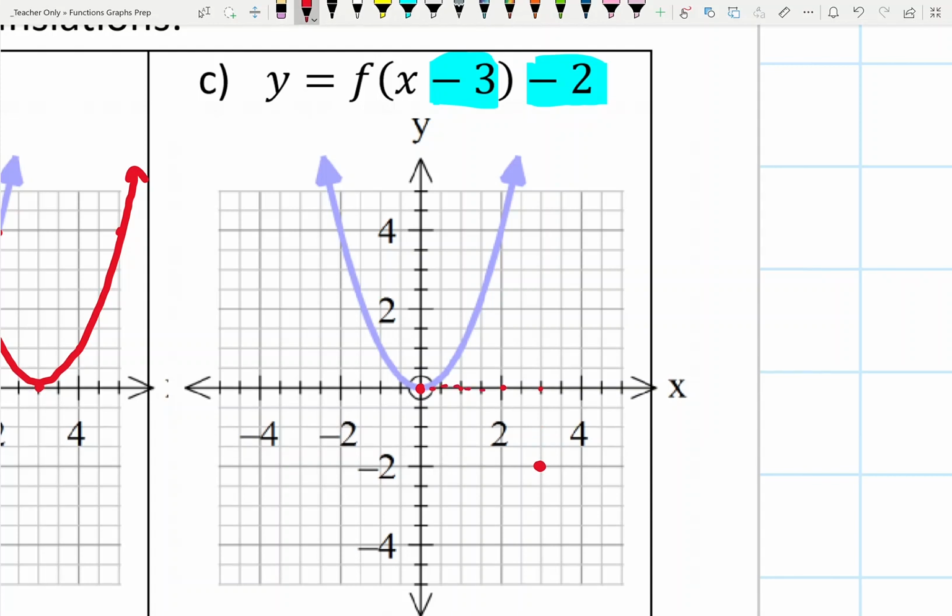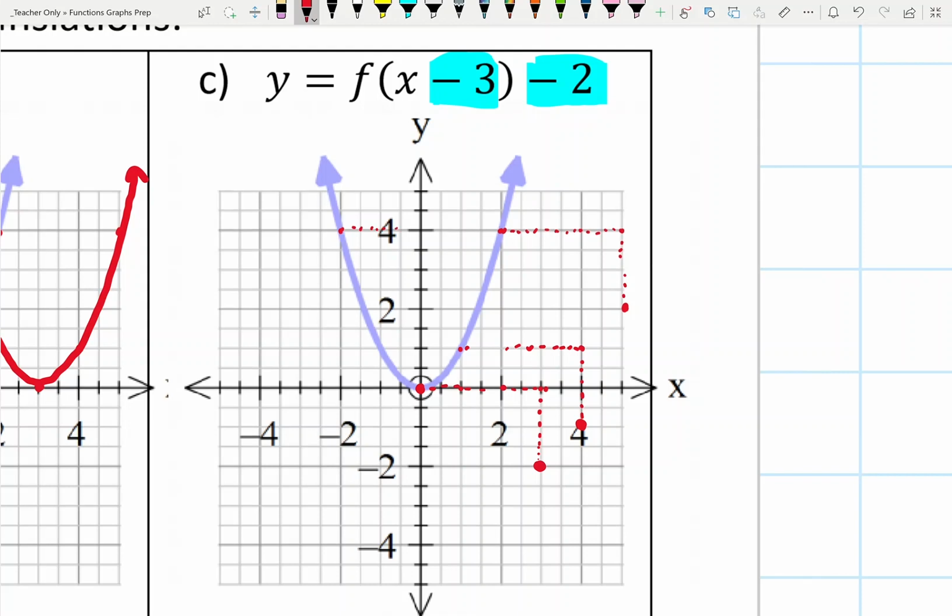When you're practicing this, if you like, you can draw in the dotted line. As you get the hang of it, you won't need to do that. 1, 1 goes all the way over to 4 and down to minus 1. 2, 4 goes over to 5 and down to 2. And you can do that with all of the points.